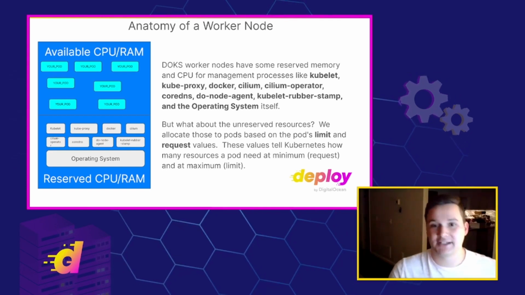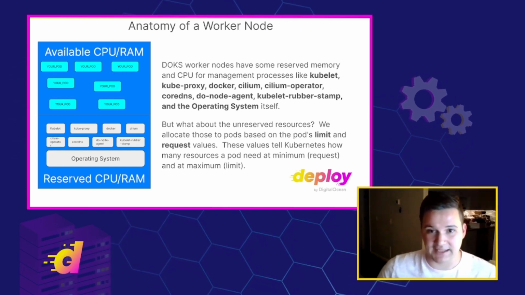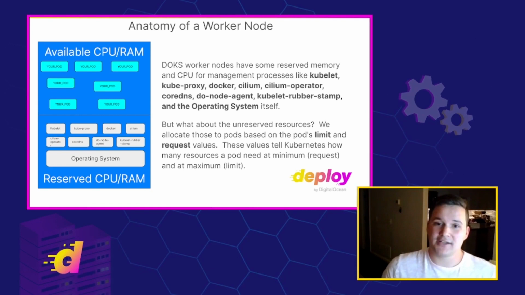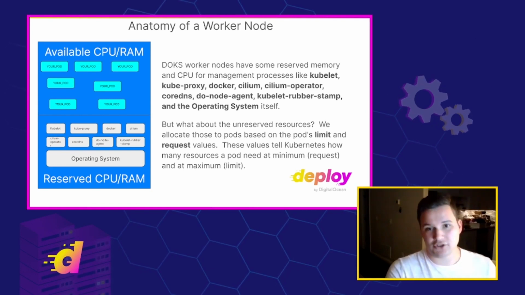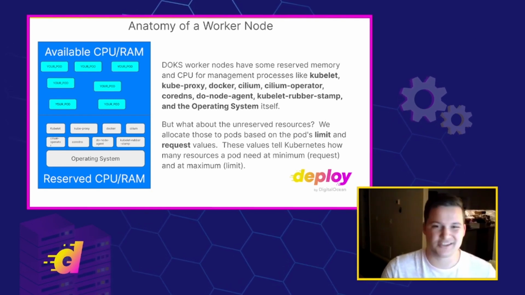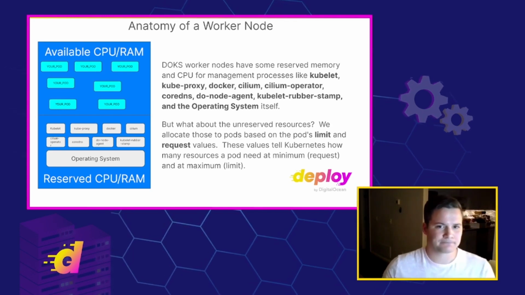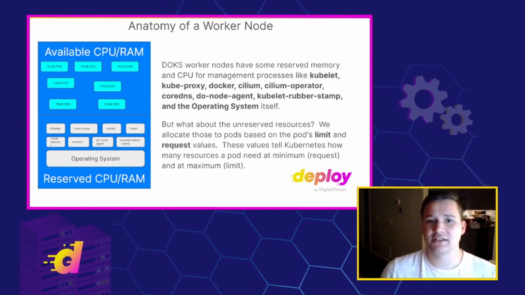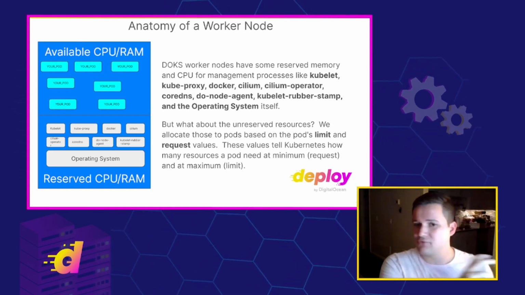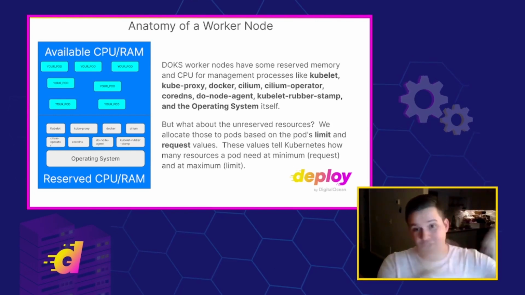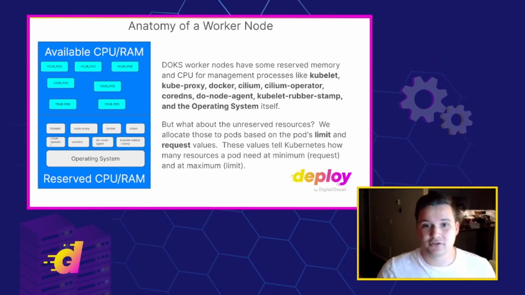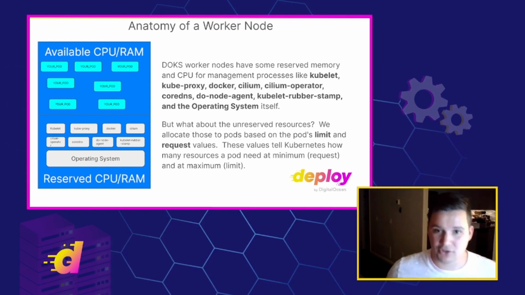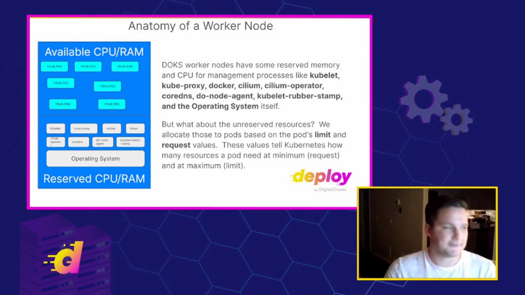That's for the system processes like Kubelet, Cilium, things like that. Most managed Kubernetes offerings will have some reserved resources for these specific services so that they can keep the cluster healthy. But what about the unreserved resources, right? So we've got this little chunk that's reserved for the system processes, and then the rest of the worker node is obviously free for our application, our pods, whatever we want to put on there.